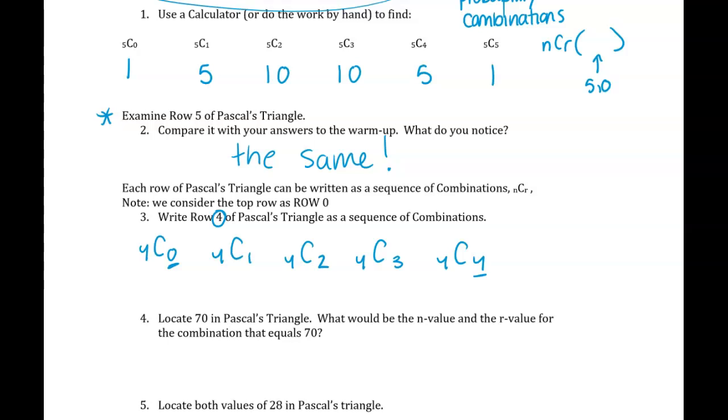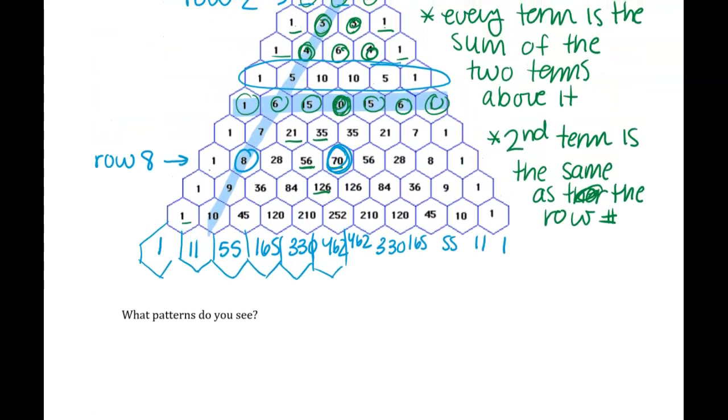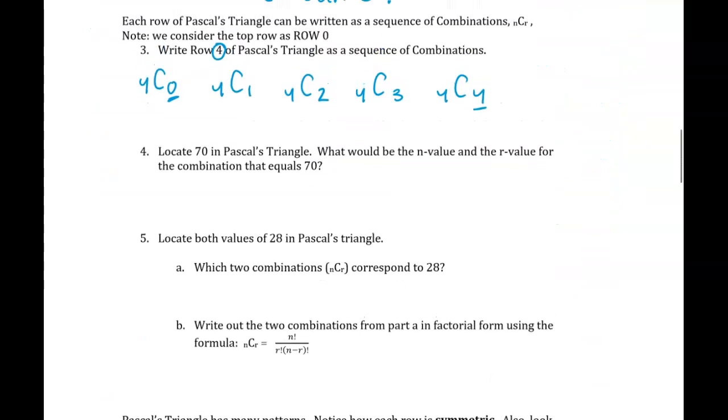Let's look for 70 in Pascal's triangle. So 70 is right here. And we want to write this as a combination. This is row 8, so it's going to be 8c. And if we go along here, this is 8c0, 8c1, 8c2, 8c3, so 70 must be 8c4. So our n is 8 and our r is 4.